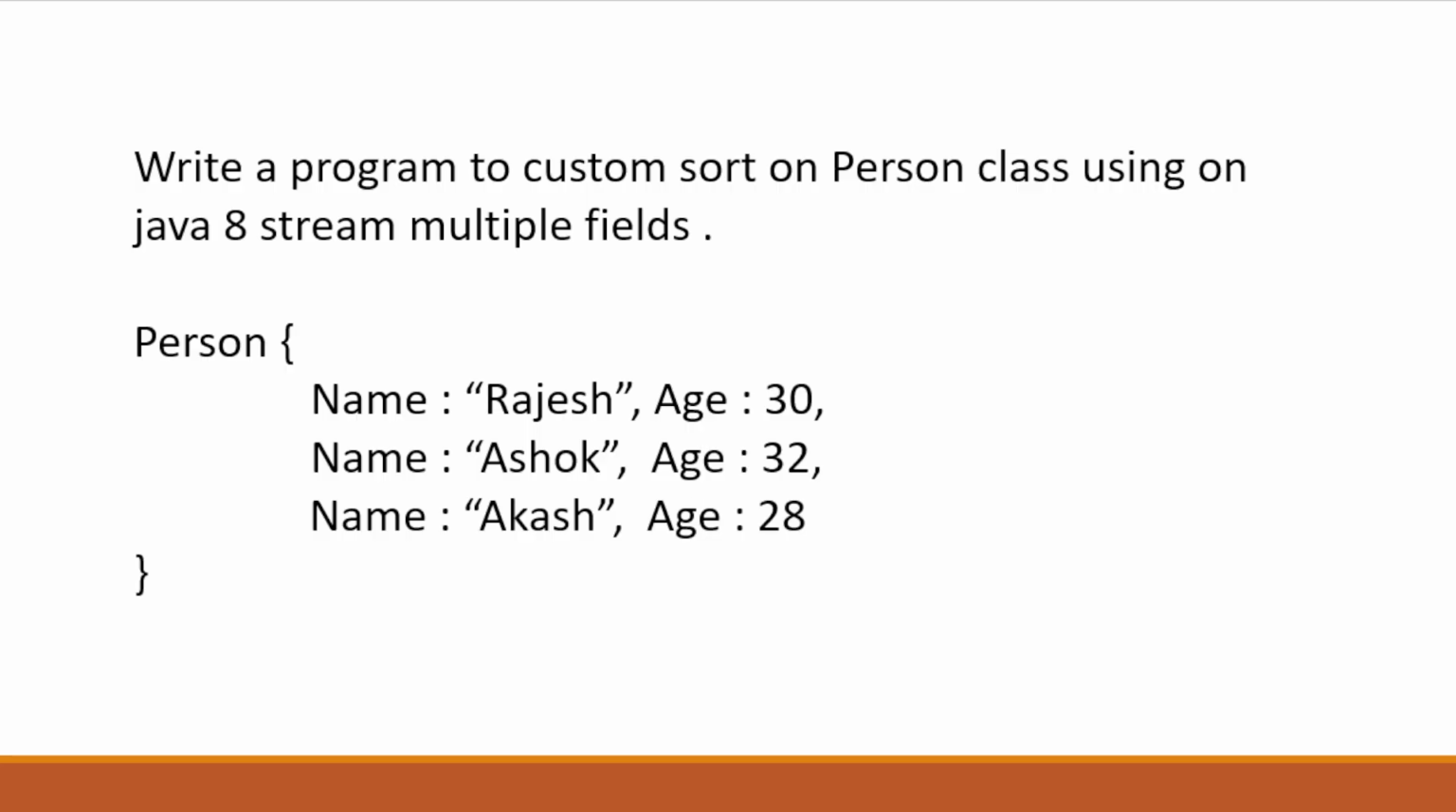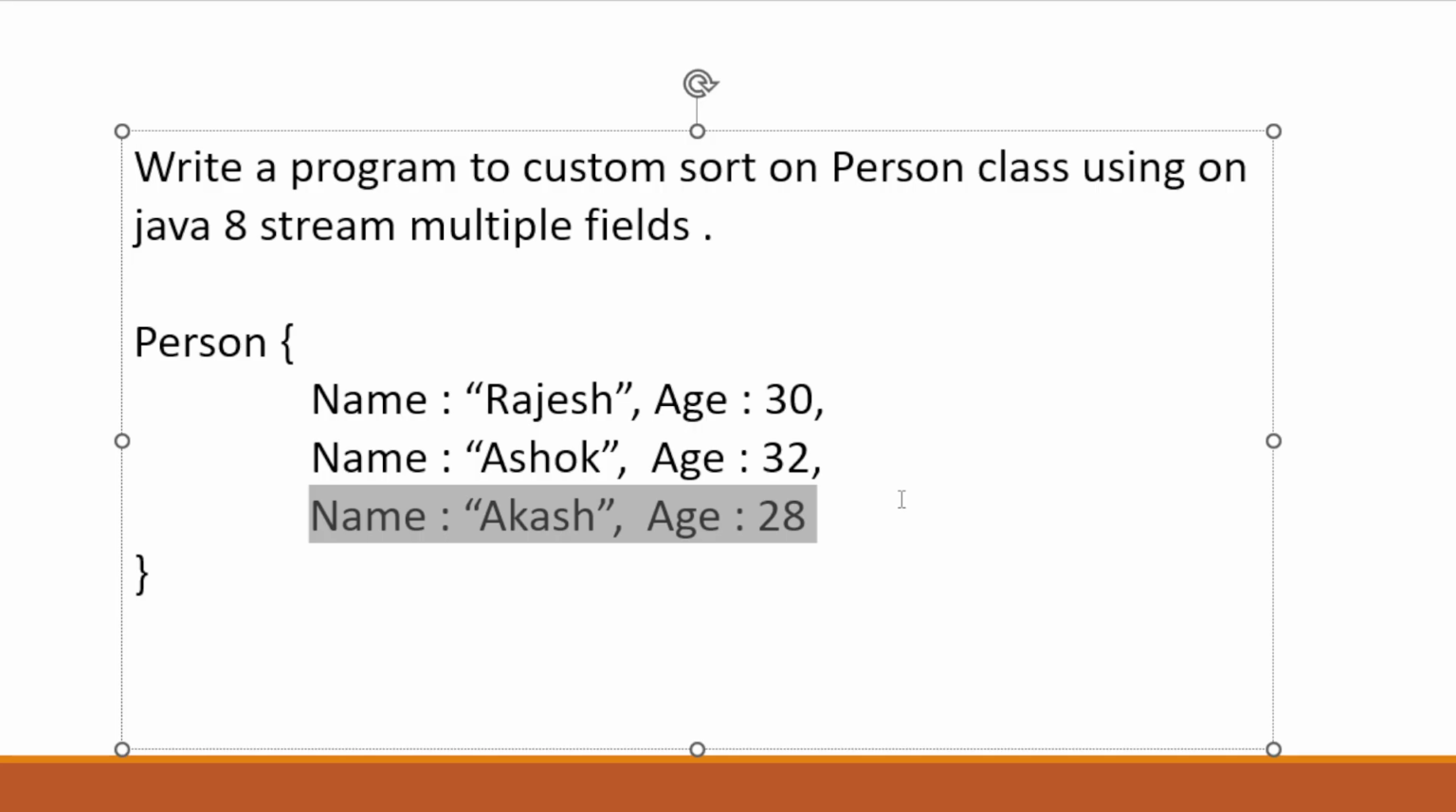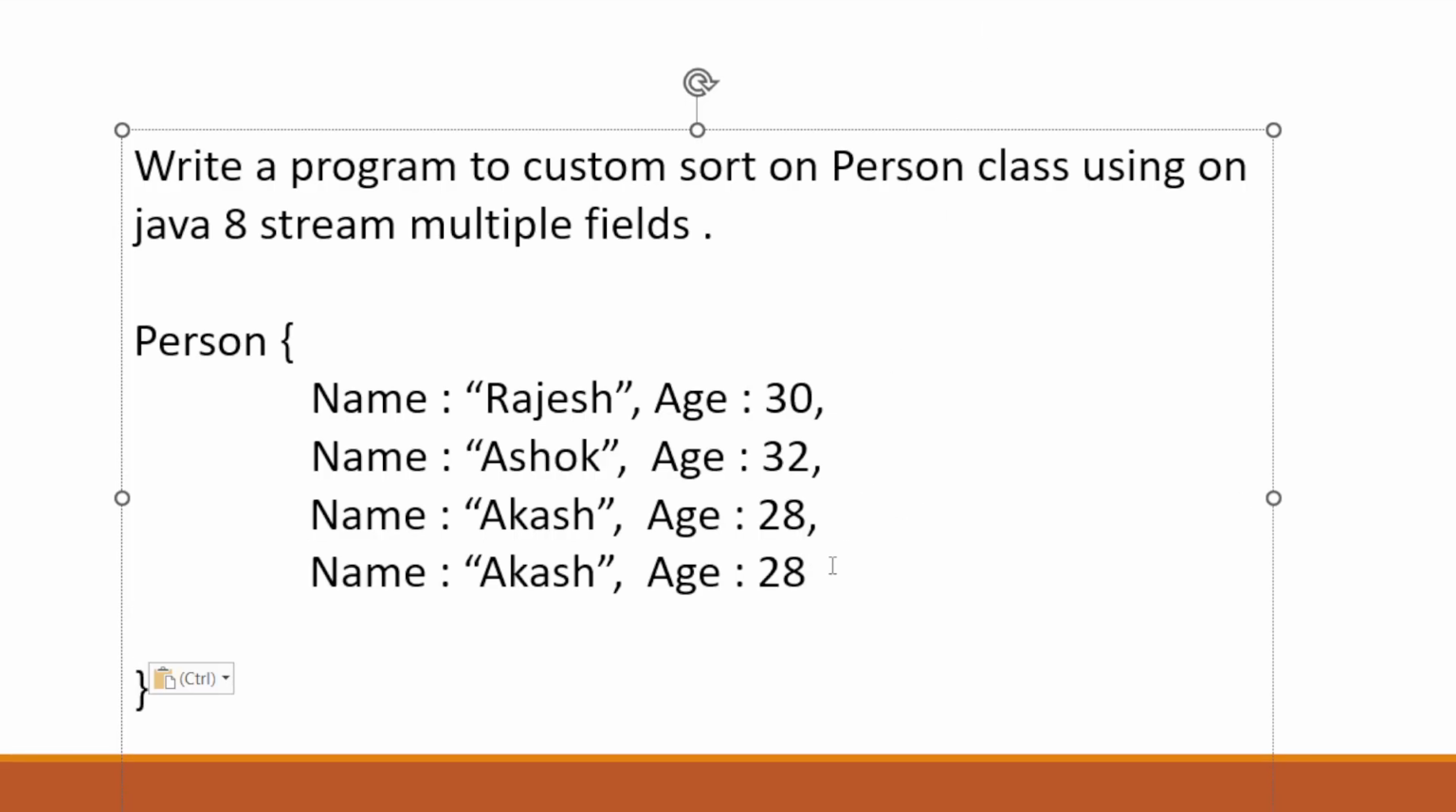Suppose in the example here Akash and Ashok, both names start with A. But suppose there are two Akash, then how can we do this? We need to check how we can do this. If two Akash names are there, then how can we compare? Suppose one Akash's age is 20. So we will see how we will compare by using the Java 8 Stream API.